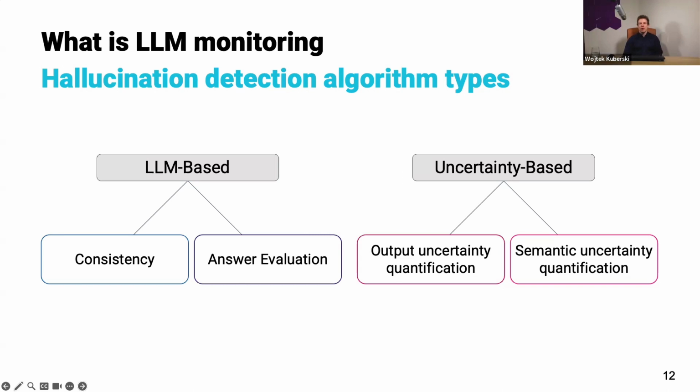And then we have the uncertainty-based approaches, where we'll first focus on just looking at the output and trying to see how we can leverage the token probabilities to really estimate whether a model is hallucinating or not. And then second, a more advanced approach is we're going to not only focus on the probabilities of specific tokens, but we're going to look at the semantics, so the meaning of the answer, and whether the LLM is actually uncertain about the meaning of the answer it's giving.